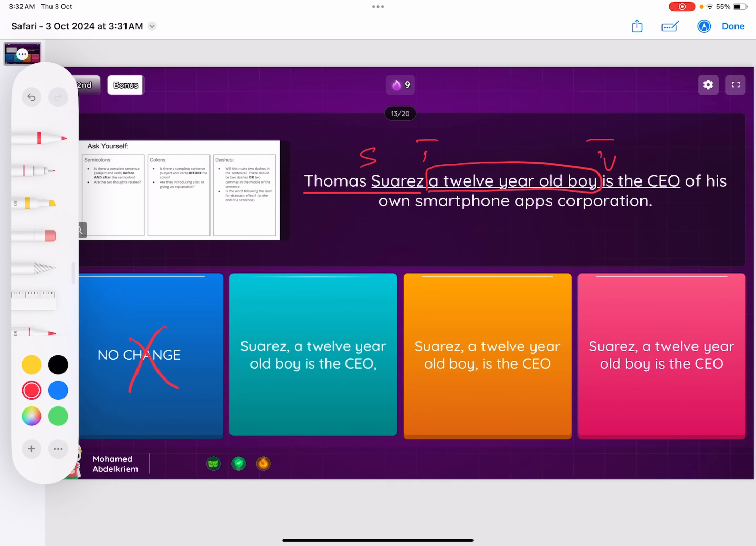What about the second one here? He used 2 commas here, but he did not use the second comma in the right place, because the extra information here is a 12-year-old, and is is the main verb, so I cannot use a comma before it. So this part is the only part that is non-essential. It's the only part that I can cross out and the sentence will still make sense. Like I can say Thomas Wires is the CEO. So a 12-year-old boy is the extra information that we are going to set off using 2 commas. So the orange box is the correct answer.